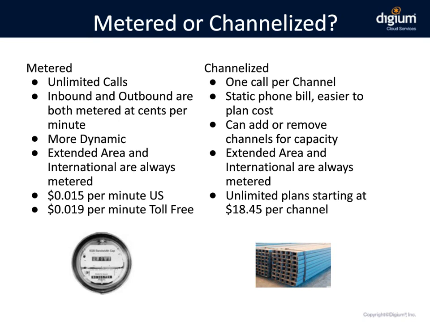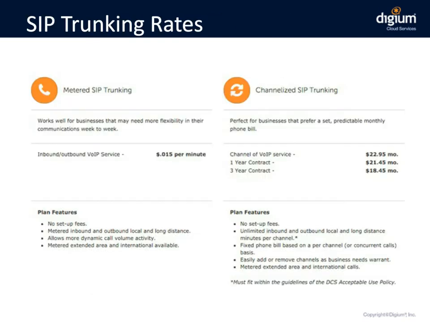Extended area and international calling are always metered, and then again, unlimited plans start at $18.45 per channel. And then here are the rates. We have $1.50 per minute for metered, and for Channelized, we start at $18.45 for a 3-year contract. If you want month-to-month service, it's $22.95 per channel. And again, no setup fees with those as well. You just pay the monthly fee.